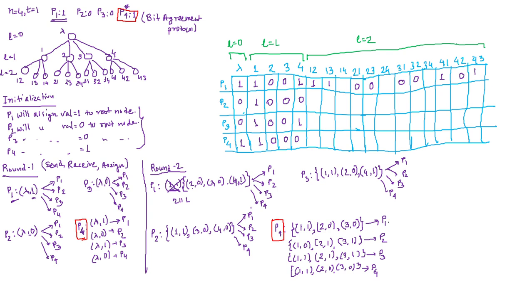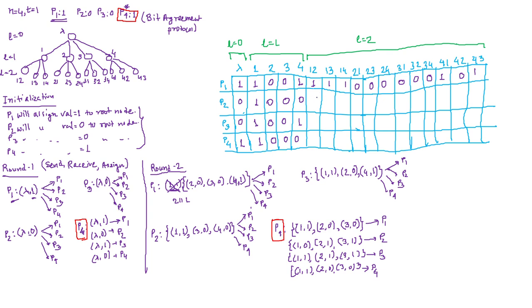Coming to the last part, P1 receives 1, 1, 2, 0, 3, 0 from P4. So in the view of P1, it assigns value 1 to its EIG tree's node with label 1, 4. 2, 4 will be assigned the value 0, and 3, 4 will be assigned the value 0. Now, party P1 has allocated values to all its level 2 nodes.